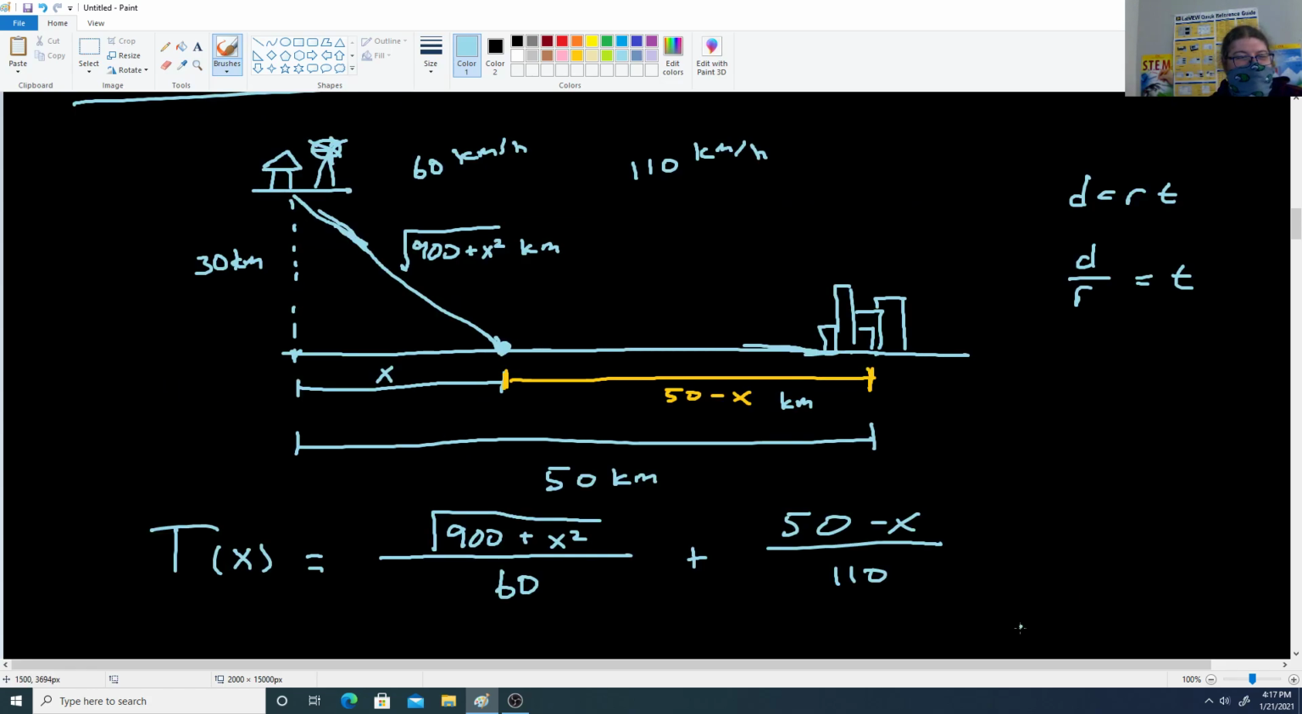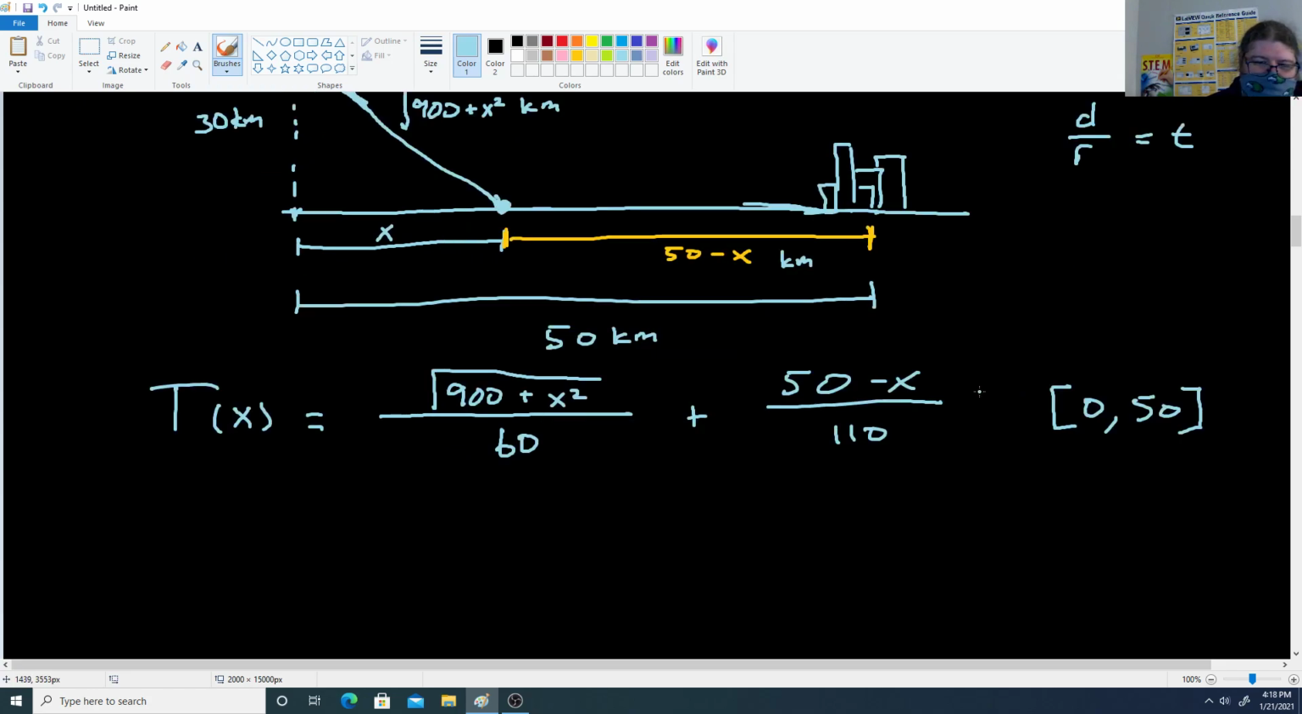We need to think about what intervals make sense for x in this situation. Well, x at smallest could be 0, where you just come straight down. And at biggest, x could be 50 over, where the whole time is just this diagonal road. So we got our interval.